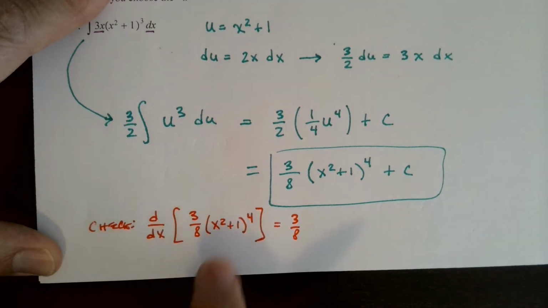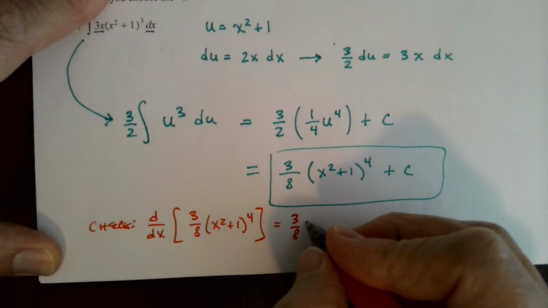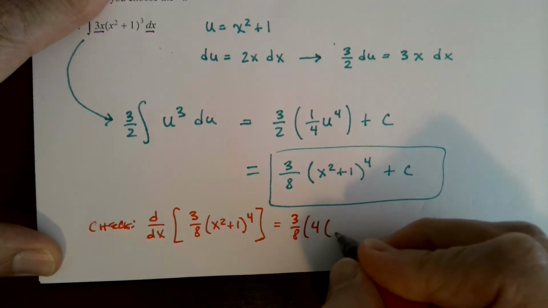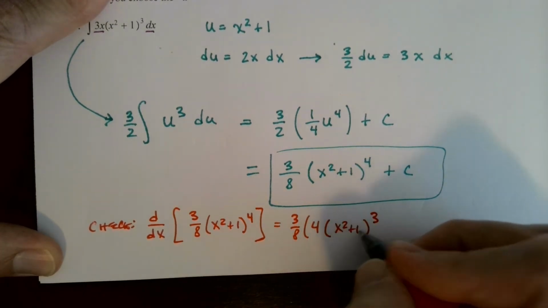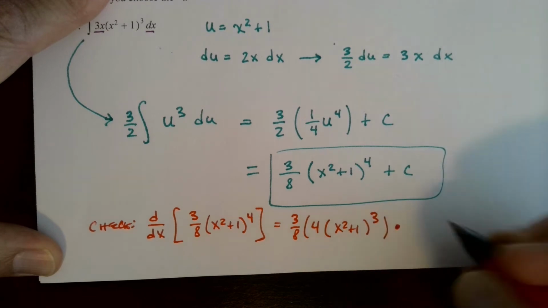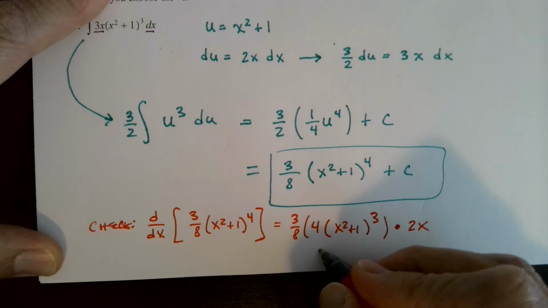X squared plus 1 to the 4th. So remember how we do that. We take the derivative of the outer function, which is u to the 4th. So that's going to be 4u cubed, and u is what? The inner function, x squared plus 1, all right, times the derivative of the inner function, which is 2x, right? So this is by the chain rule.